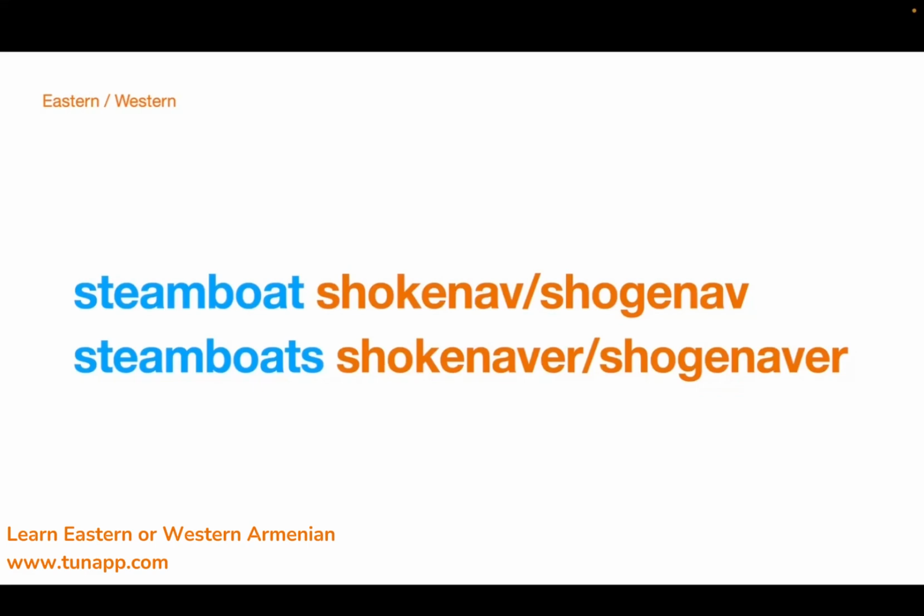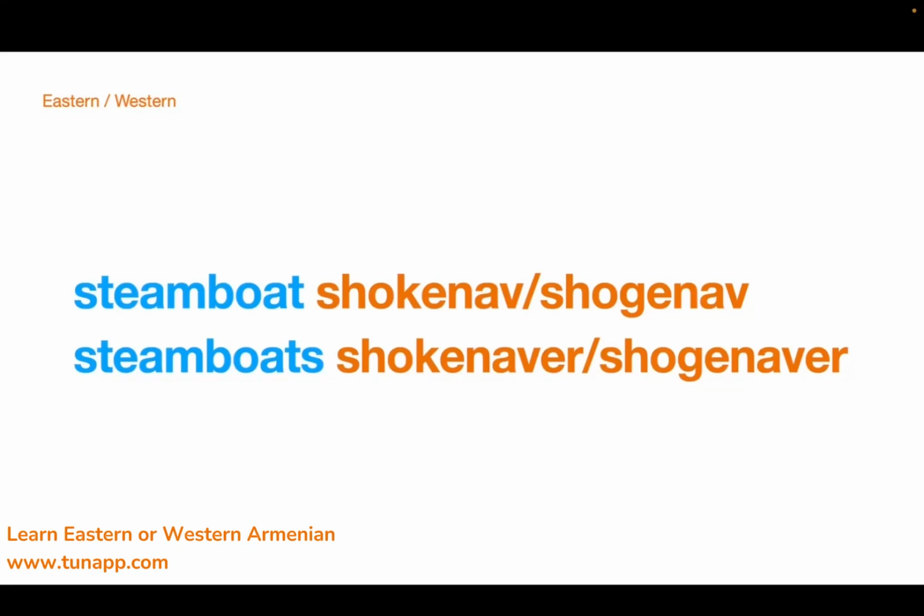I'll explain this again in case I lost you on the first try. Our instinct looking at this word, shokenav or shogenav, would be to realize that there are more than one syllable, and so we would want to put ner on the end of the word to make it plural. Shokenav ner or shogenav ner. However, because this is a compound noun, or in other words, a noun or a word made up of two individual words, steam and boat, we take the second word, nav, meaning boat, we see that it only has one syllable, nav, and so we use the suffix er to make the word plural. Shokenaver, shogenaver.